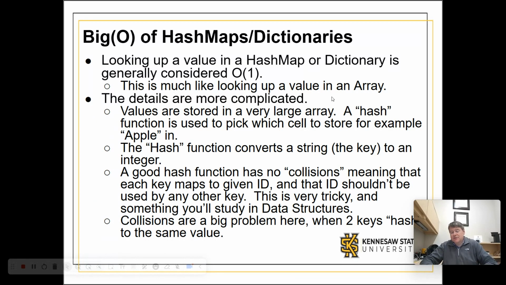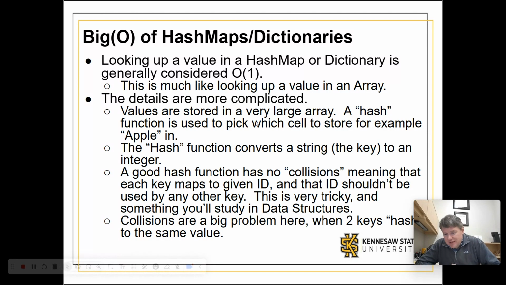So let's talk about the big O of a hash map. Generally, looking up something in a hash map or a dictionary is considered order 1. So if you say, give me the color of a banana, the answer can be retrieved, hopefully, in order 1. It's much like looking up something in an array. But in reality, under the hood, there's a lot of detail as to how that's actually being accomplished. Usually, there is literally a big array. And when you try to store something in banana, it converts banana into a number, and then puts the value into that cell of the array. This is called a hash function, where it's hashing the word banana into a number.